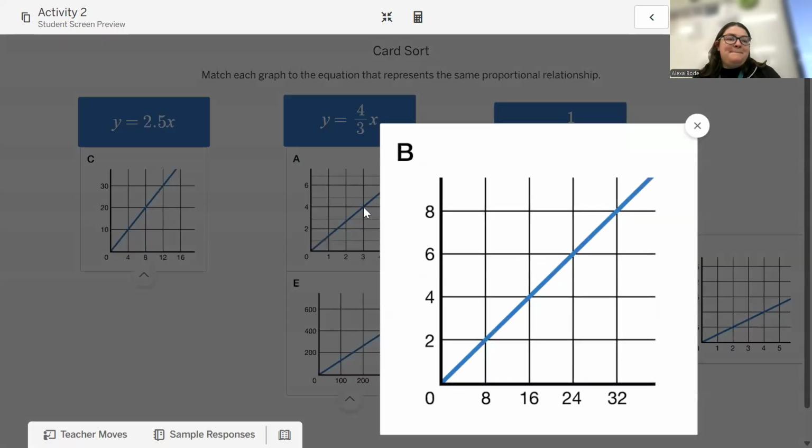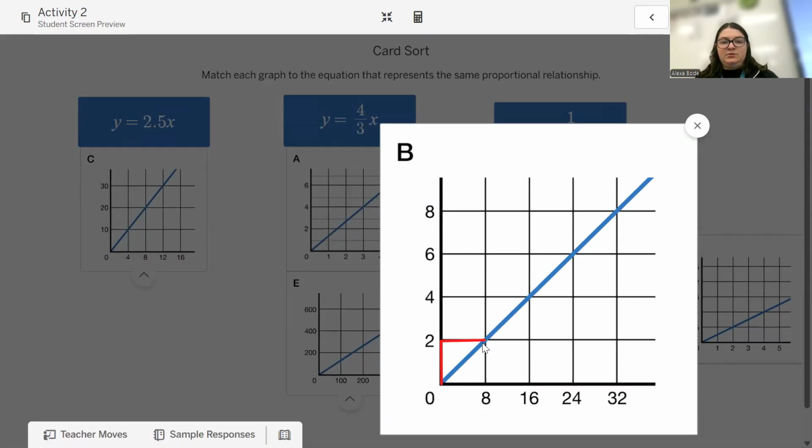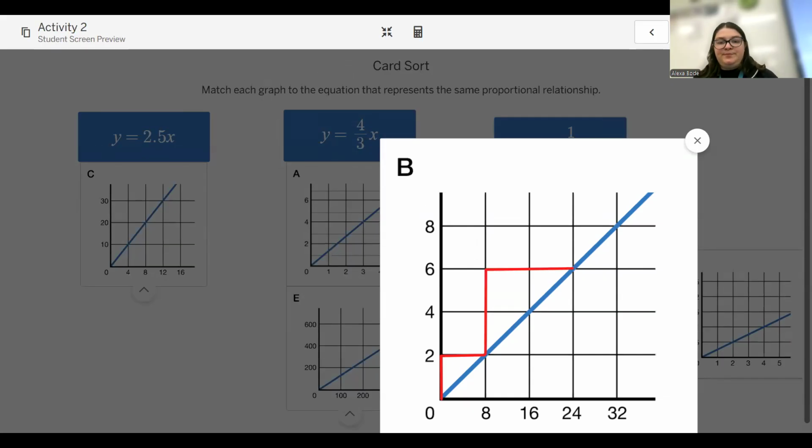Okay, now we're looking at B. Again, I'm finding pretty points. I've got pretty points all over this line. Let's go ahead and draw our slope triangle. Again, it does not matter which pretty points you choose. You could choose any of these pretty points to do your slope triangle for. I'm going to focus on the smaller triangle though, just because that's going to be a little bit easier.